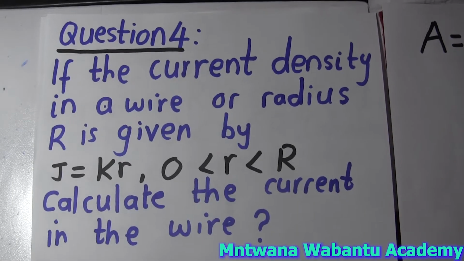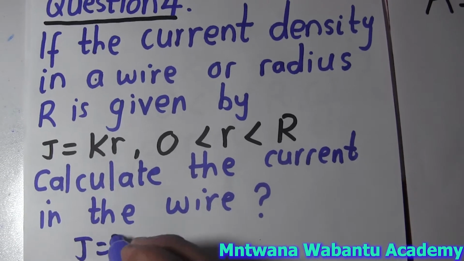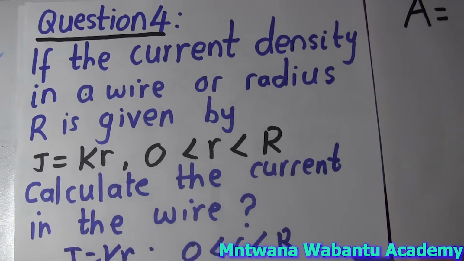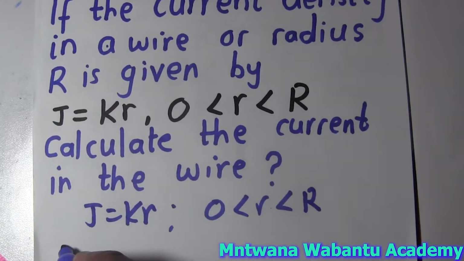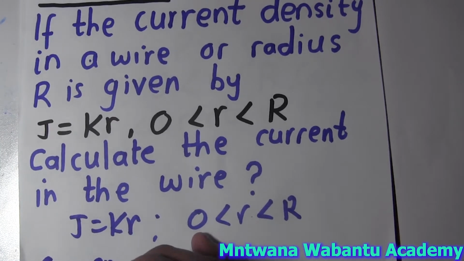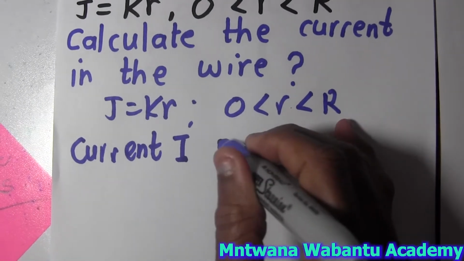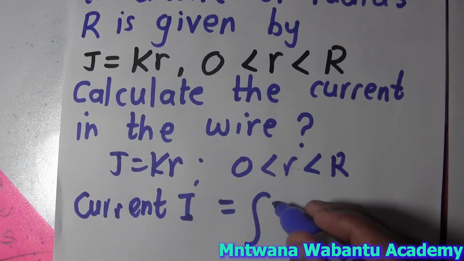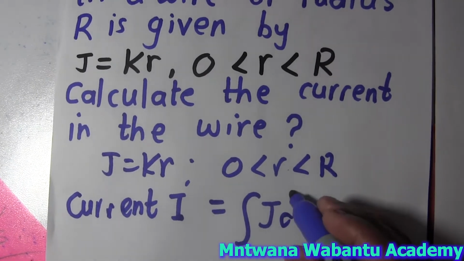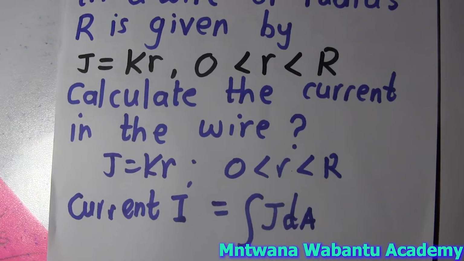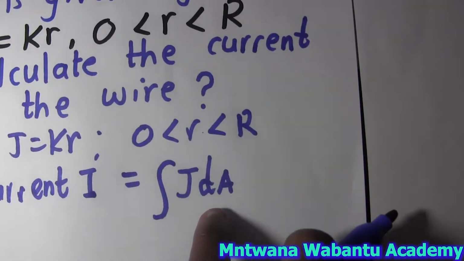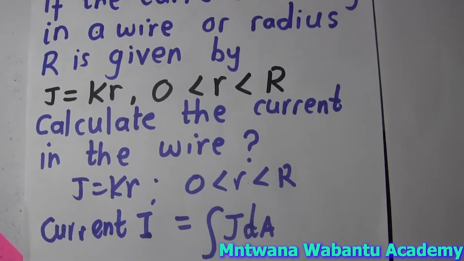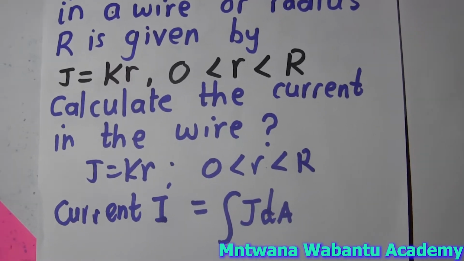So we're going to see now, let's write the data that we have. They give us J equal to KR, with radius from 0 to R. Now we say that the current, which is represented by I, equals the integral. Take your current density and integrate it with respect to dA. But we have a current density, so in other words, take this current density and then integrate, that's all.